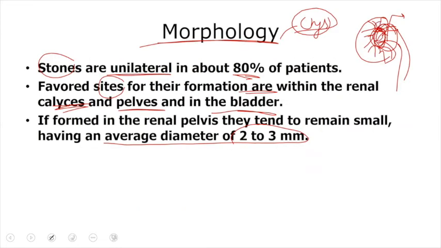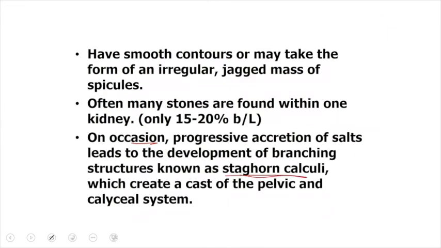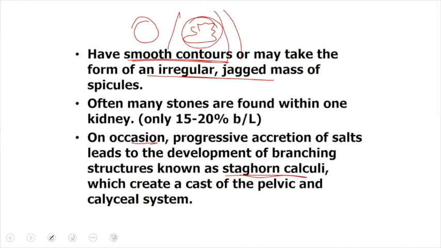So as I said, it will appear very large, and it will fill the entire renal pelvis, leading to formation of staghorn calculi, of which I have already shown you the diagram. I have also said that it is usually found in the unilateral kidney, and the stone can have a smooth contour, or it can have an irregular or jagged mass of spicules. And because of this irregular mass, whenever it is passing through the ureter, it can lead to damage of the mucosa, and hence it will manifest with painful hematuria, right?